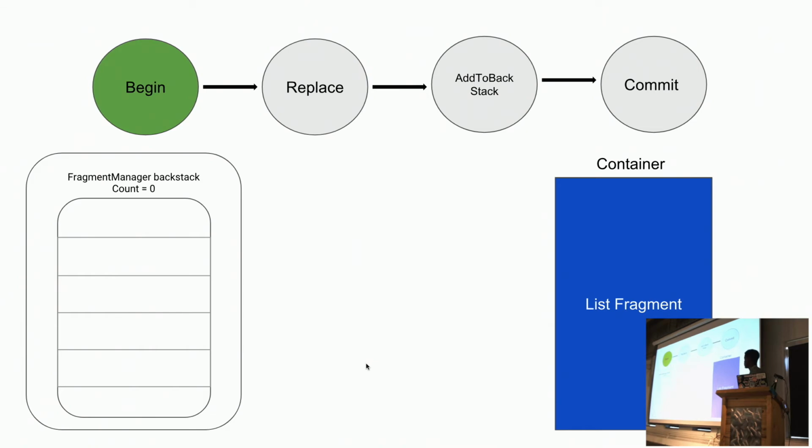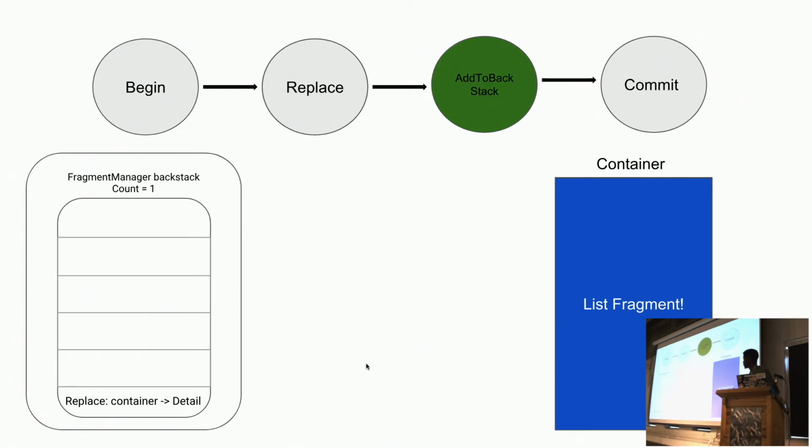So right now we have our detail fragment, and we want to replace that. We want to put that in place of the list fragment, so we're going to call a replace method. And now we can decide whether or not we want to add this transaction to the backstack. All this means is, do we want to keep record of this transaction, i.e., if the user presses the back button, do we want the transaction to be reversed? So we've added that to the backstack, and you notice that our backstack count has increased to 1 because we now have the replace of the container with the detail fragment in our backstack.